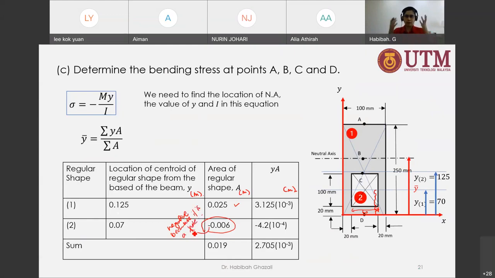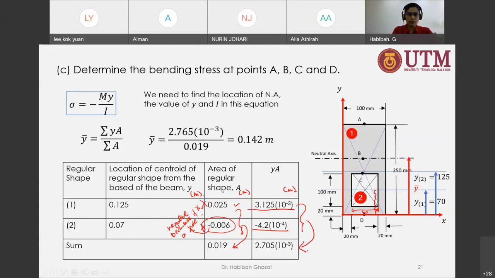We need to take them out, so the negative must be subtracted from that area, the sum of that area. So this is the sum of this area, and you times it with the centroid location, you get this one. You times 0.07 times negative 0.06, you get this one. And then you need to sum them and you will get this. When you do that calculation correctly, you will get the location of your neutral axis.